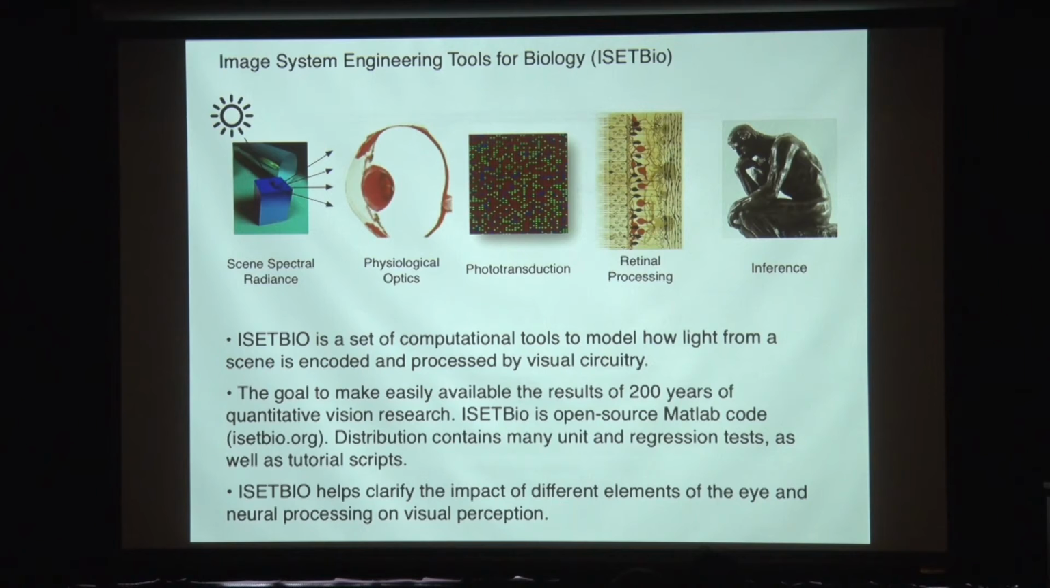We happen to have written it in MATLAB. The distribution, which is on GitHub, you can get there via this link, contains tutorial code, and it contains various validation, unit tests and regression tests that we have done our best to make sure that the bugs that remain are small. I think you never really get rid of all the bugs, but we beat down as many as we can. It really helps clarify, we think, the impact of the different elements of early vision on visual performance. What I'll tell you about now is what those elements are that we've modeled, and what they say or don't say about the task I've just described to you.